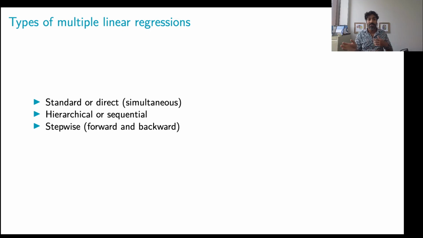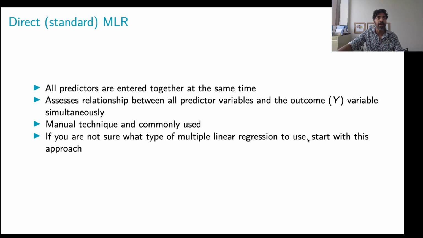So there is standard or direct, simultaneous is what it's called, hierarchical or sequential, and stepwise, which is forward and backward. So let's talk about first the direct or standard multiple linear regression, which is what you've seen so far in this lecture. All predictors are just entered together at the same time, and it assesses the relationship between all predictor variables and the outcome, which is the Y variable, simultaneously. It's a manual technique and commonly used, and if you're not sure what type of multiple linear regression to use, start with this approach. It's typically the one to go with.